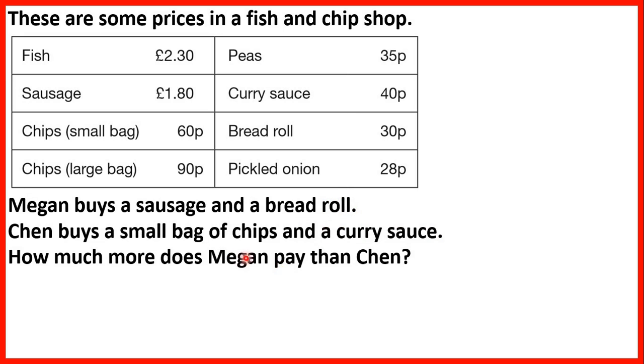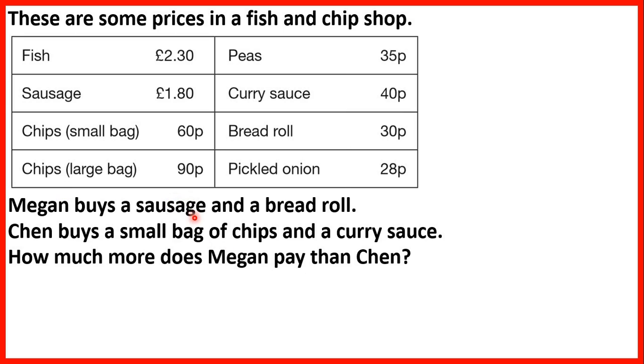£3.48. Now Megan buys a sausage and a bread roll. Chen buys a small bag of chips and a curry sauce. How much more does Megan pay than Chen? So to answer this question, we need to work out how much Megan pays, then work out how much Chen pays, and then find the difference. So remember, we find the difference by subtracting.